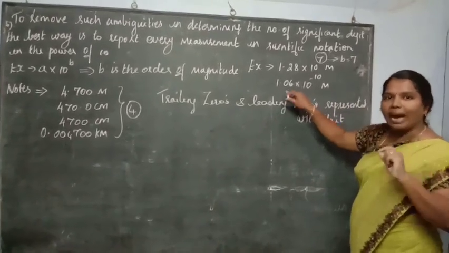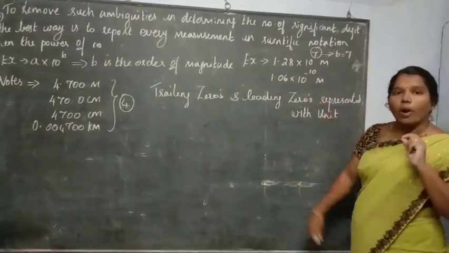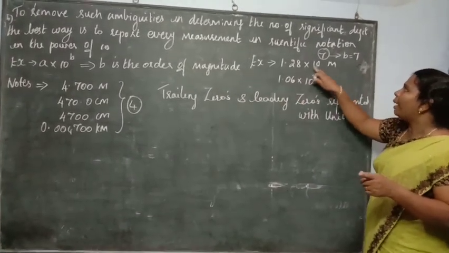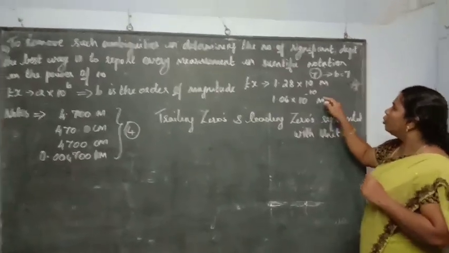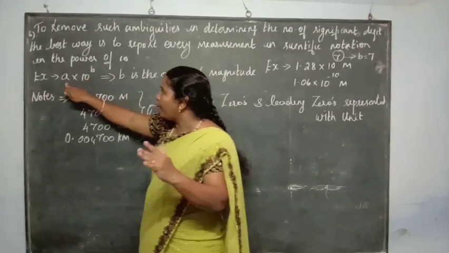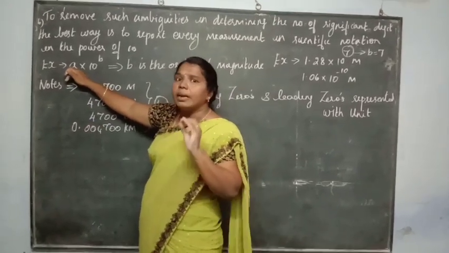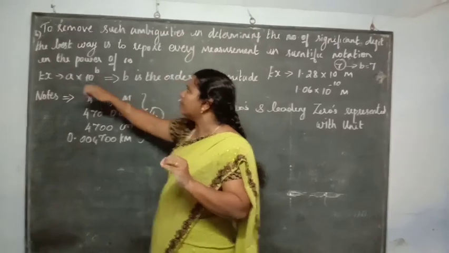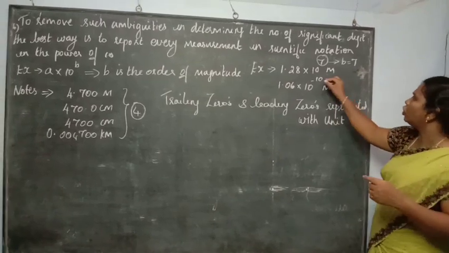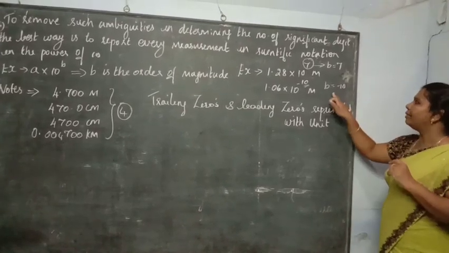Next, another example. What is the diameter of the hydrogen atom? 1.06 into 10 to the power of -10 meter. Here what is the order of the magnitude? The formula is A cross 10 to the power of B, and B is called the order of the magnitude. B may be positive or negative, and A lies between 1 to 10 only. But B, the power, may be positive or negative. So here the order of the magnitude B is equal to minus 10.